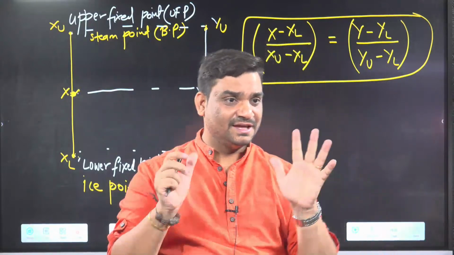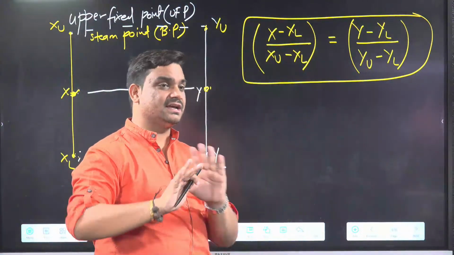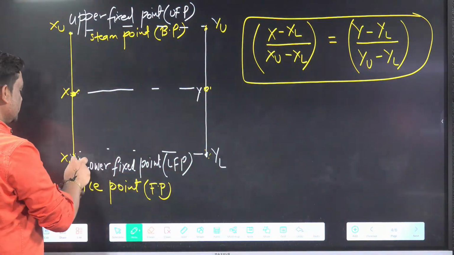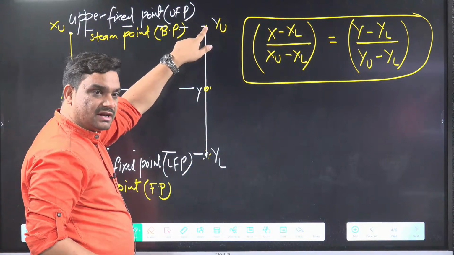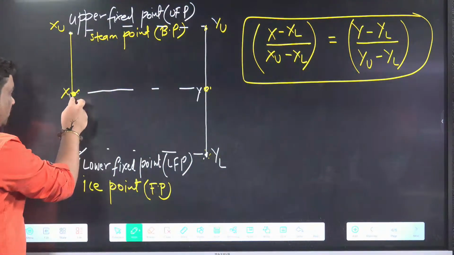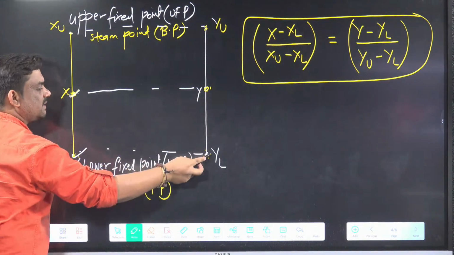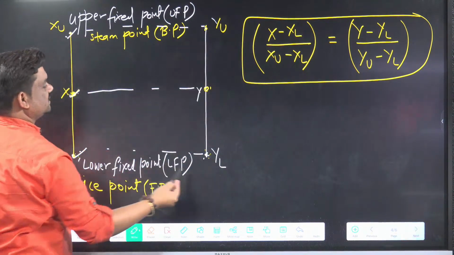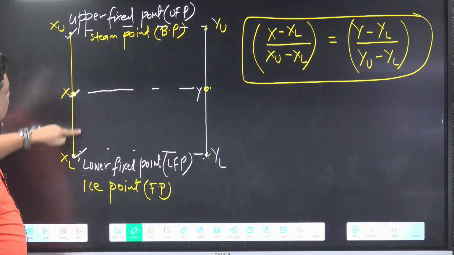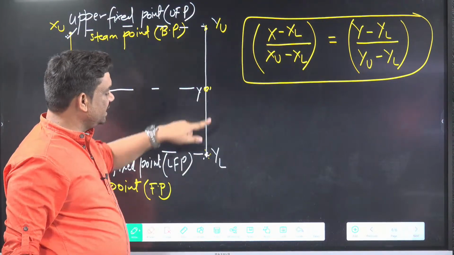Whenever any question comes, we'll take 3-4 questions. This one is the lower point, the upper point will be given, we'll write. Lower point, upper point will be given, we'll write. Here I'm writing this minus this, then here also you write this minus this. Means I can write x minus xl divided by xu minus xl. Same thing here, y minus yl divided by yu minus yl.